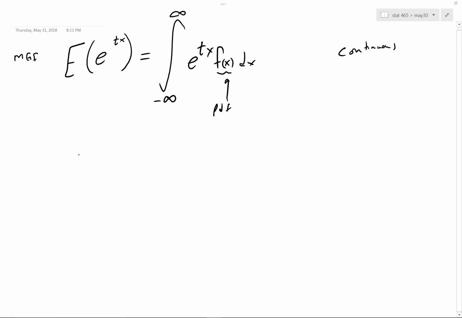So, for instance, suppose my PDF, or my f of x, if you will, was an exponential function, and that is, it looked something like this: e to the negative x over, let's just say beta for right now. And then there's got to be a 1 over beta out front, right? So that's my exponential function right there.